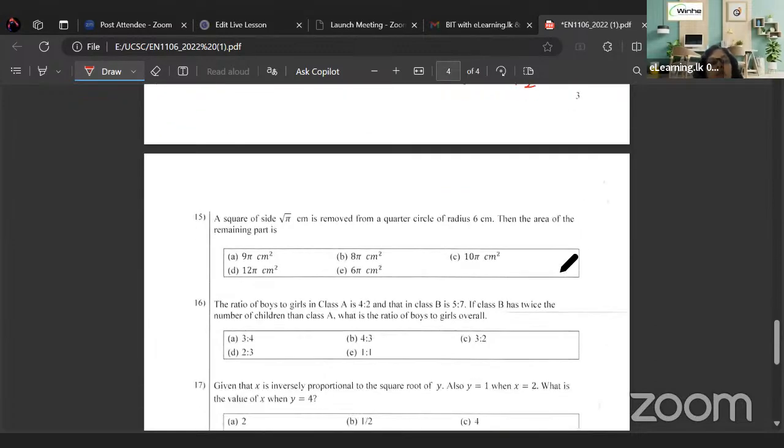Right, now go to question number 15. The square of side 5 square root cm is removed from a quarter circle of radius 6 cm. Then the area of the remaining part is.